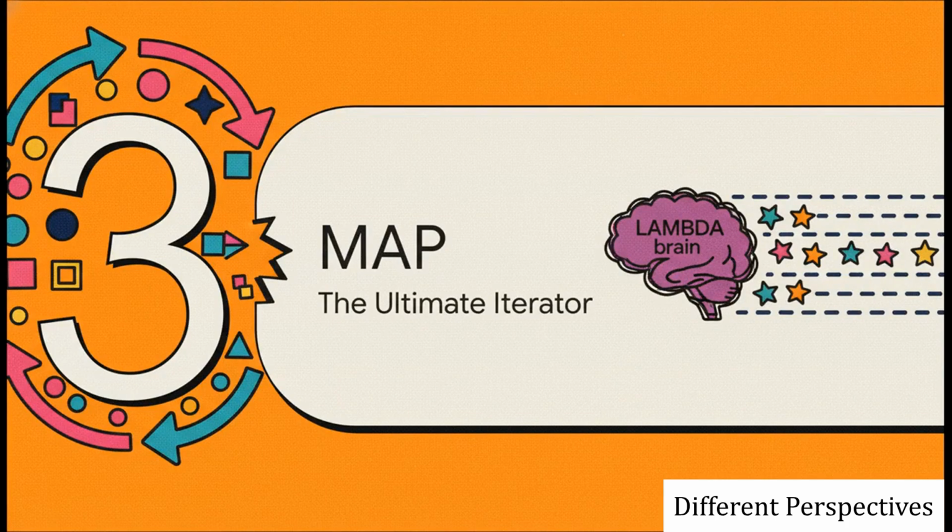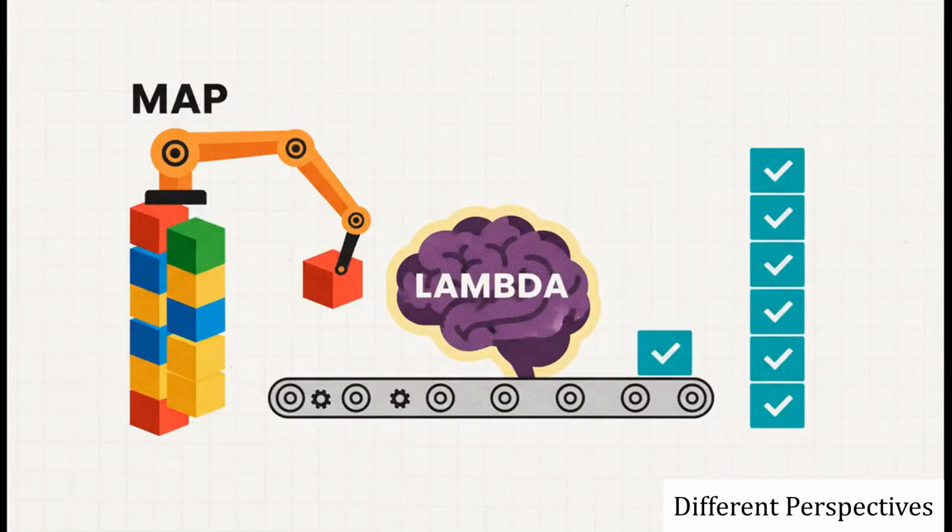MAP is the function that takes our little LAMBDA brain and gives it a job to do. It's the function that's going to walk through our data, piece by piece. I love this analogy. Think of MAP as a conveyor belt or an assembly line. It takes our entire column of data, picks up the very first cell, sends it over to our LAMBDA to get processed, and then puts the result down.